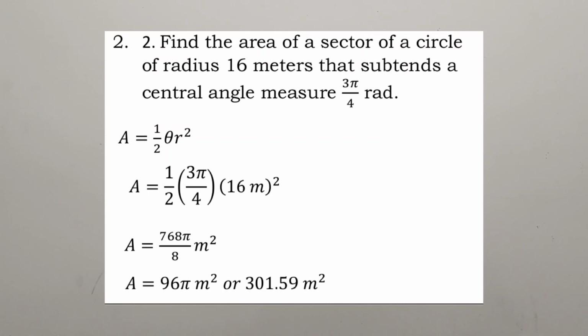For the second problem, find the area of the sector of the circle of radius 16 meters that subtends a central angle measuring 3 pi over 4 radians. The solution in the module is already self-explanatory. So the area in this problem is 96 pi meters squared. To approximate this value, we will use pi equals 3.14. Therefore, the approximate value of 96 pi is 301.44 meters squared.